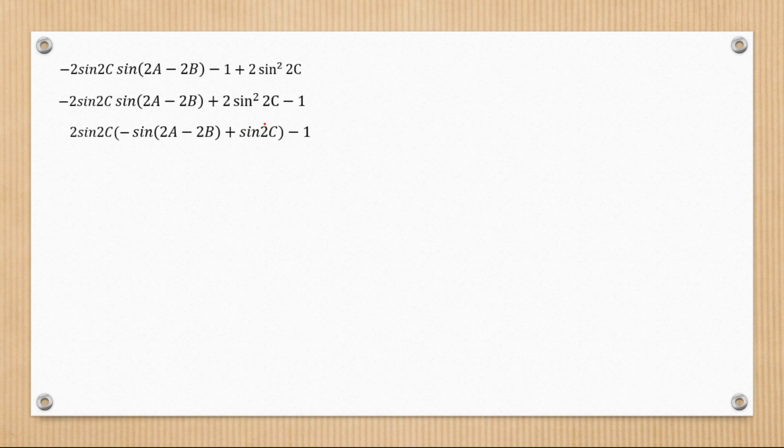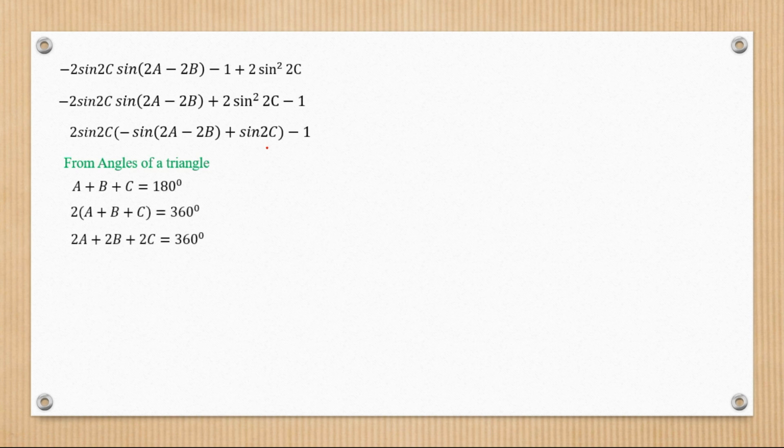So now the next step is we want to convert this 2c into a format where we can actually work with the factor formula compared to this one. So now again, from angles of a triangle, we know that a plus b plus c is equal to 180. When you convert that into this format, we end up with that. So making 2c the subject, we know that 2c is 360 degrees minus bracket 2a plus 2b. So therefore we know that we now have this. So substituting this where we have 2c, this is what it becomes.